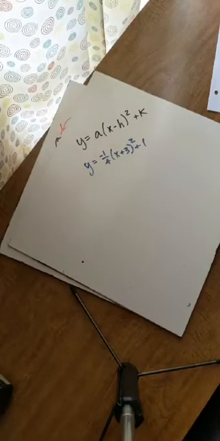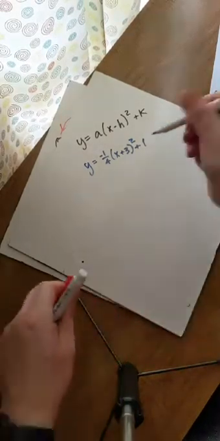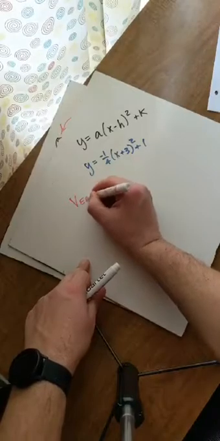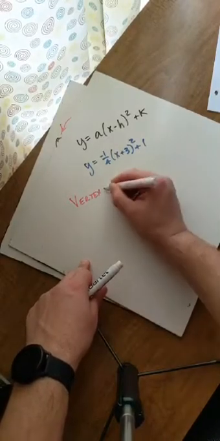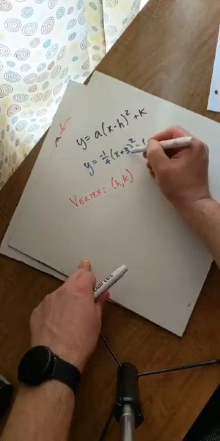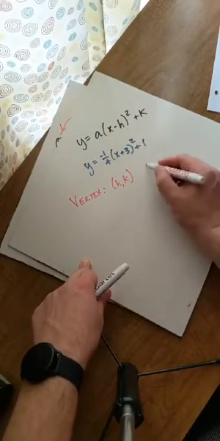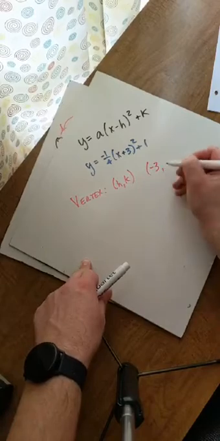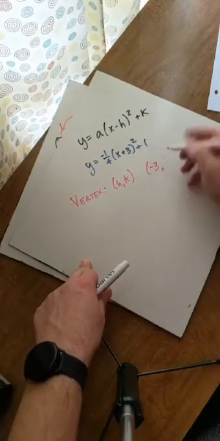So let's start talking about our pieces. Our vertex, which by our formula in our formula chart is (h, k). H here is a plus 3, so our h is technically a negative 3, but our k still is a 1.